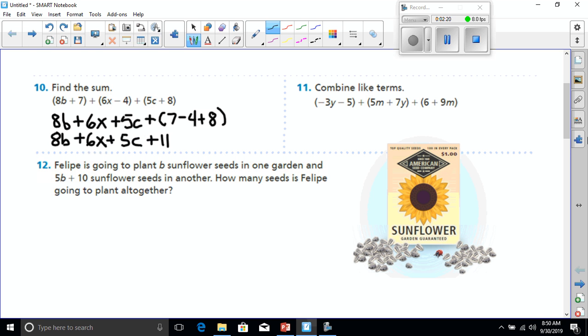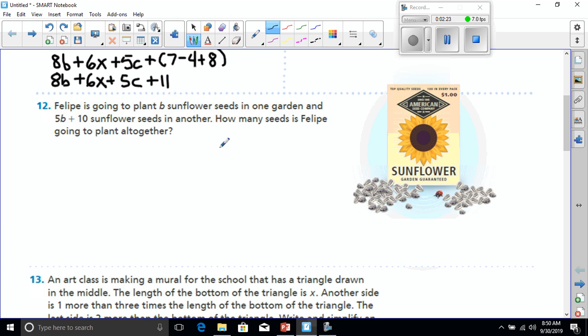All right, time for number 12. Felipe is going to plant B sunflower seeds in one garden and 5B plus 10 sunflower seeds in another. How many seeds is Felipe going to plant all together? Well, let's see, he's going to plant B in one and 5B plus 10 in another. So when we write that out, that's going to be B plus 5B plus 10. Well, the only like terms I have are B and 5B, which is going to make 6B. So my answer must be 6B plus 10.